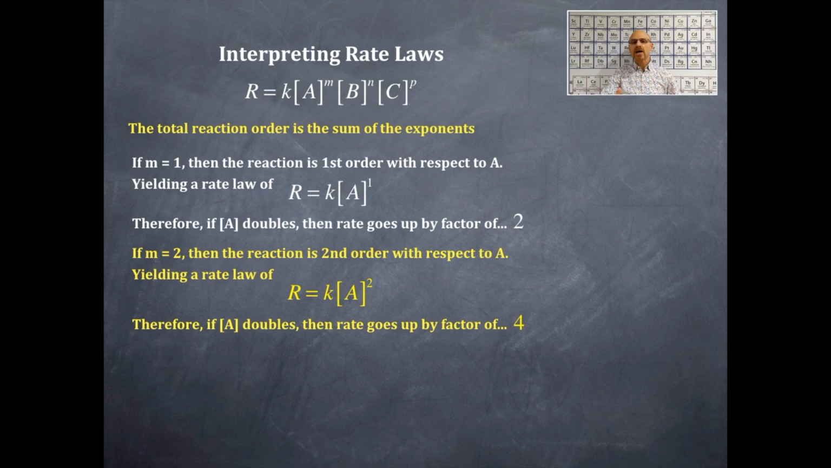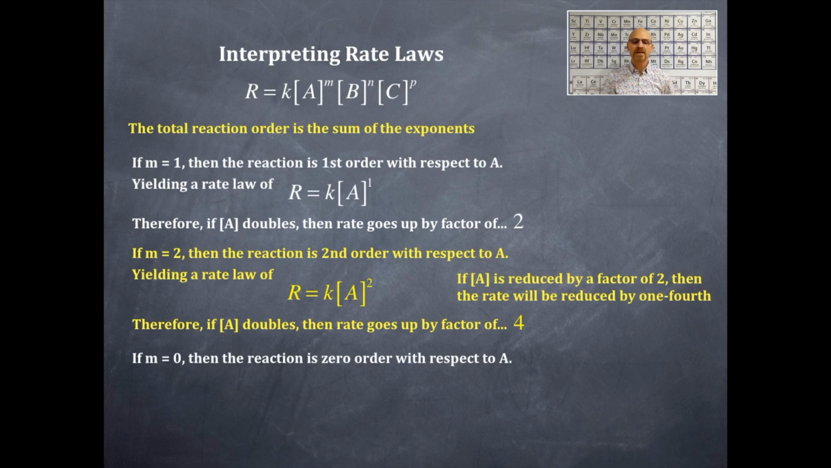Now hopefully you can get the reverse of this. And here is the reverse. If A is reduced by a factor of 2, then the rate will be reduced by 1/4. Hopefully that makes sense as well, because you're going to be using that to determine rate laws and the rate equation overall.